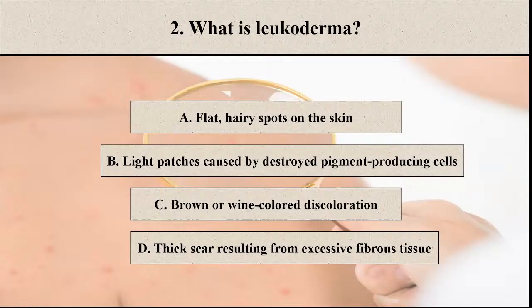What is leukoderma? Flat, hairy spots on the skin, light patches caused by destroyed pigment-producing cells, brown or wine-colored discoloration, thick scar resulting from excessive fibrous tissue. If you chose B, light patches caused by destroyed pigment-producing cells, you are correct.